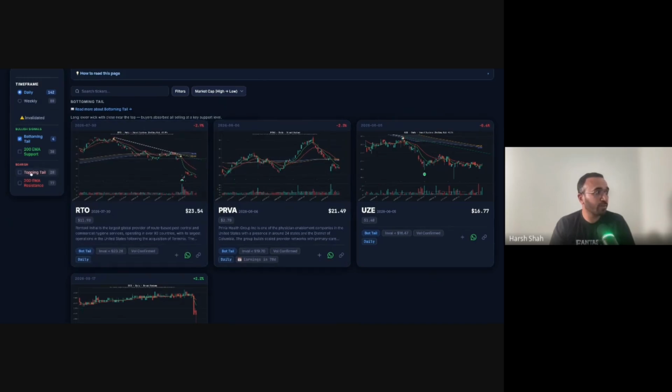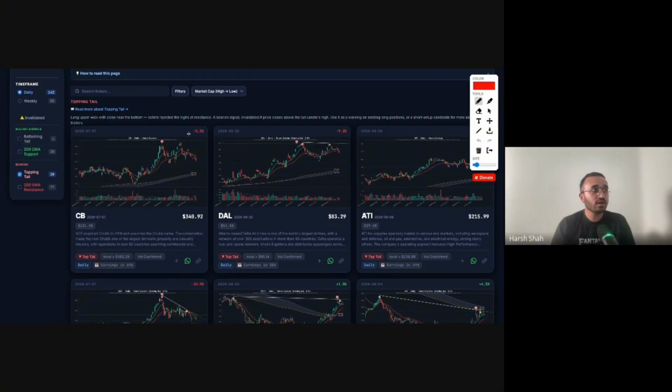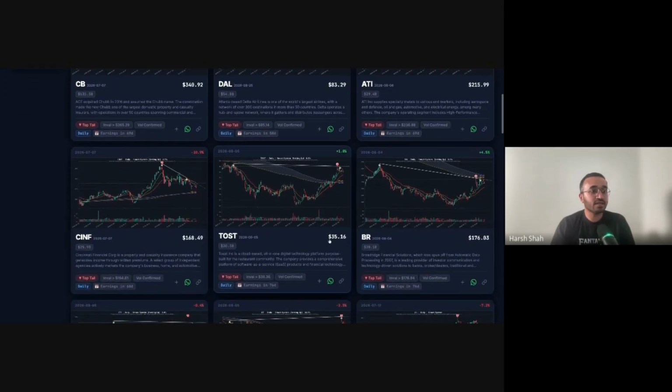If I go to topping tails, another correlation is that if you see more topping tails, it means the market is stretching to the upside and things are topping out. And here, if you look, it was formed right here, it collapsed, formed right here, it collapsed. And likewise, you'll have a lot of setups that you were not aware of in the first place.